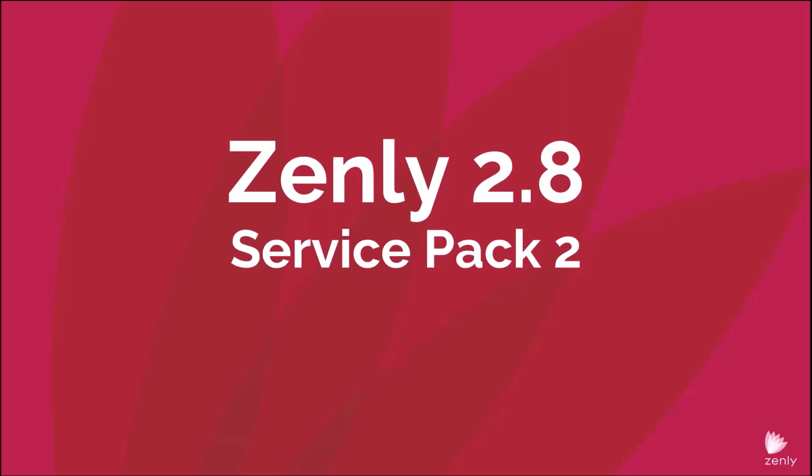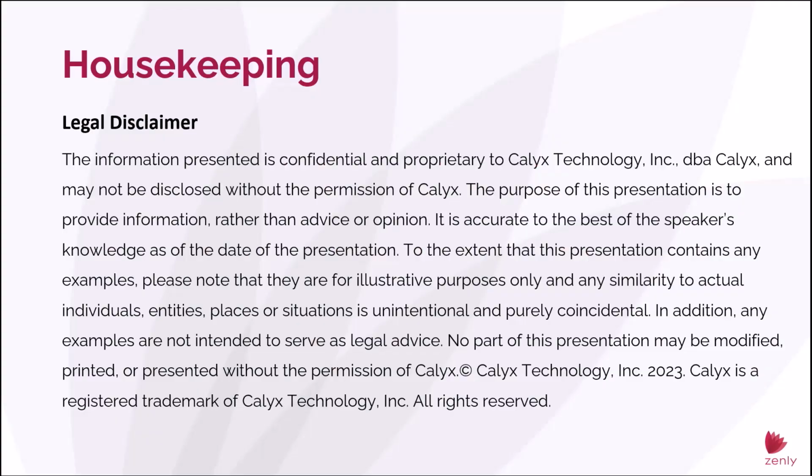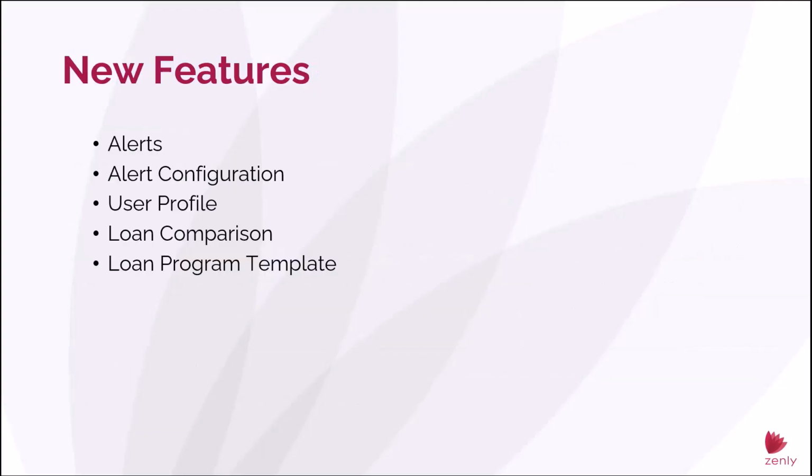In this video, we're going to cover the Zenly 2.8 Service Pack 2 release. New features that we have in this release is we have added alerts. We're going to cover how you can configure those alerts, along with a user profile icon to allow the user to get to their access easier. We've added a loan comparison so you can send that to your borrowers, and added a loan program template.